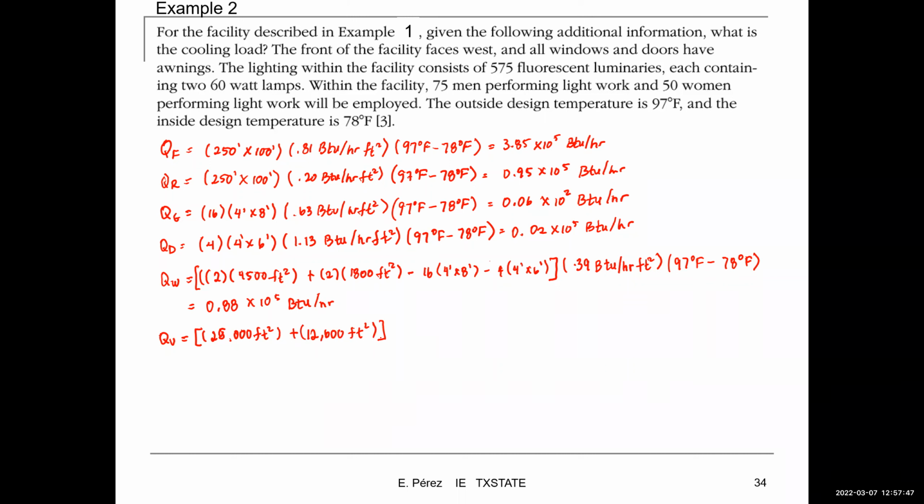All that multiplied by the coefficient, 0.2 BTUs an hour feet square, times the temperature difference. So this is 1.43 times 10 to the 5 BTUs an hour.